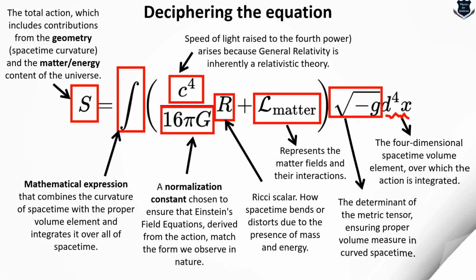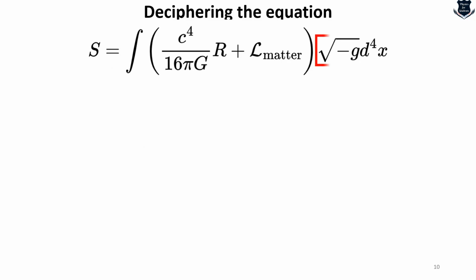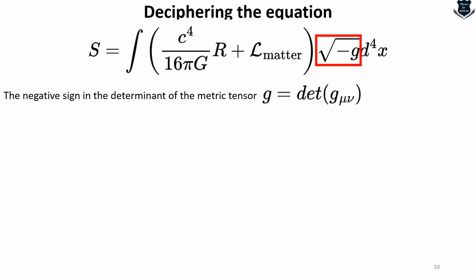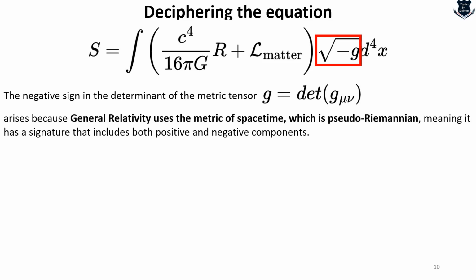So we come to the next part of our video where I'm going to explain why we have the negative determinant of the metric tensor. You see that the negative sign in the determinant of the metric tensor arises because general relativity uses the metric of space-time, which is pseudo-Riemannian. That means it's not truly Riemannian. It has a signature which includes both positive and negative components.